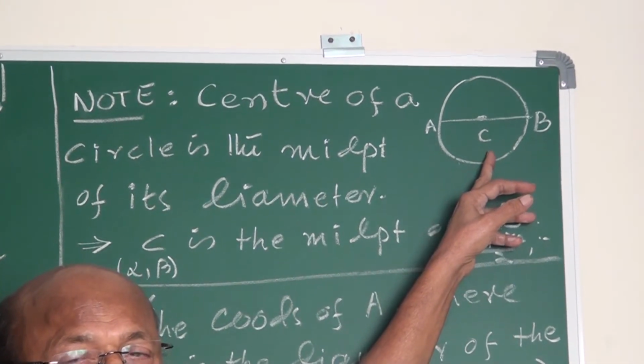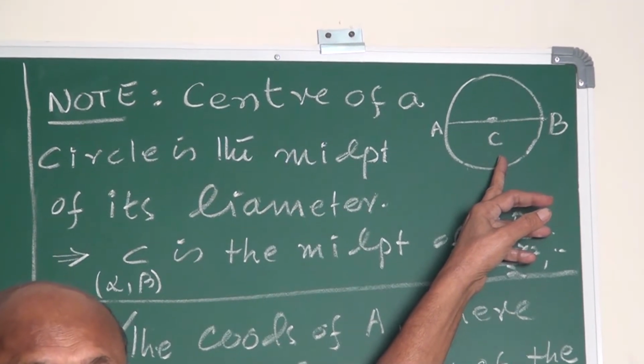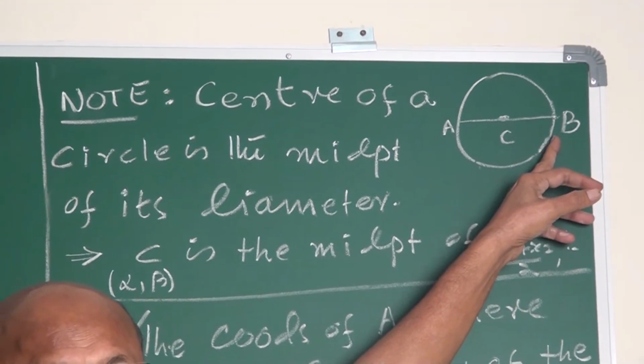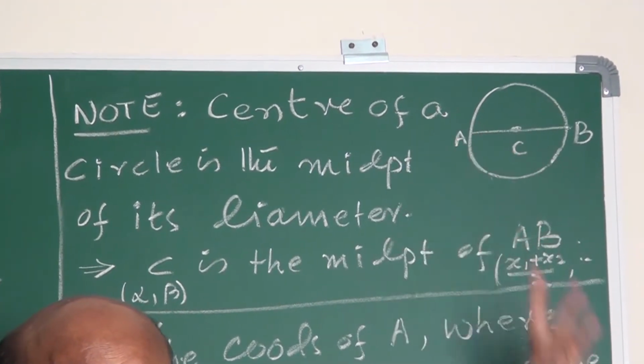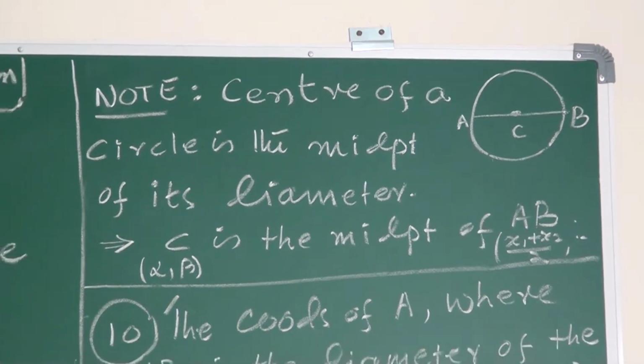Midpoint of what? Diameter. Therefore, coordinates of the center equal to what? You have to use the midpoint formula for the midpoint of what? AB, midpoint of the diameter. Yes. Now, my friend, see here.